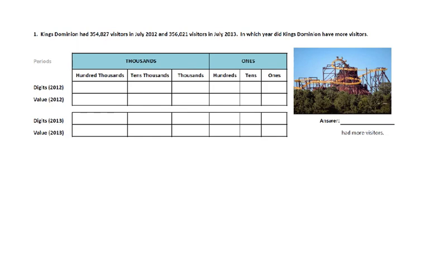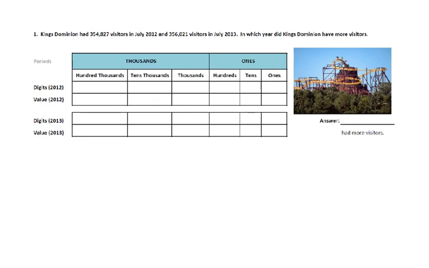In our first problem, it says King's Dominion, which is a theme park, had 354,827 visitors in July 2012 and 356,021 visitors in July of 2013. In which year did King's Dominion have more visitors?